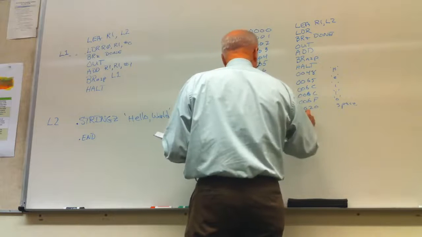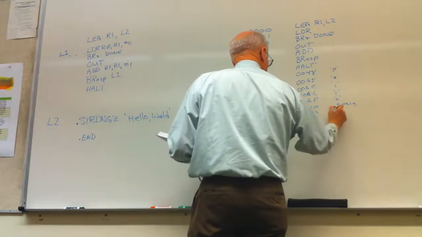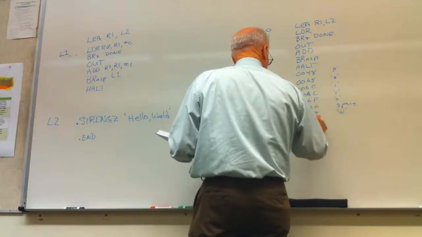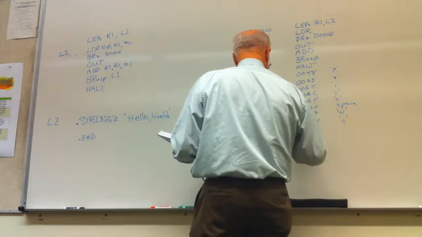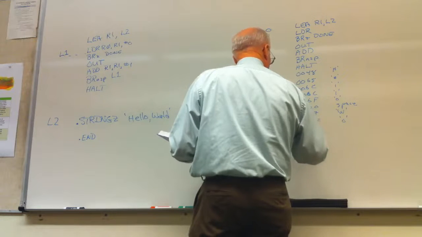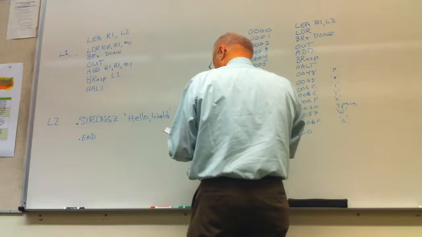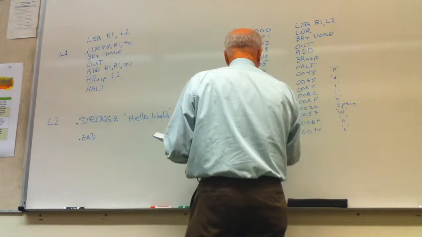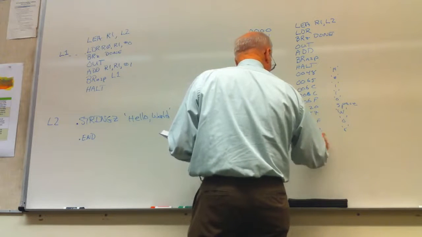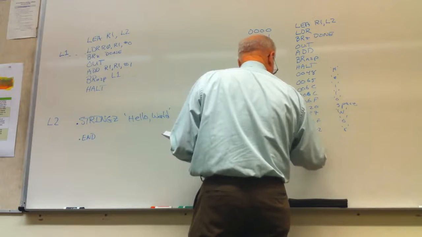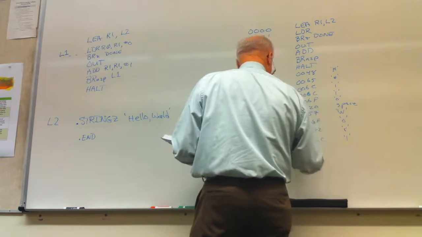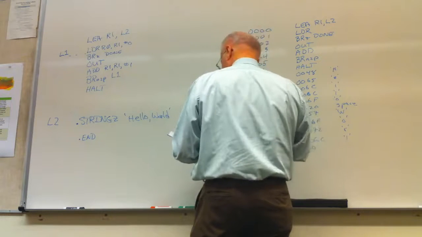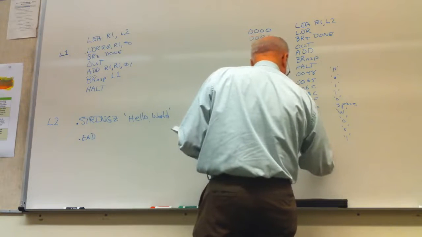The uppercase W is a 57. 6F is an O. 72 is R. 0010 is an L, which is a 6C. 11, lowercase d is a 64.